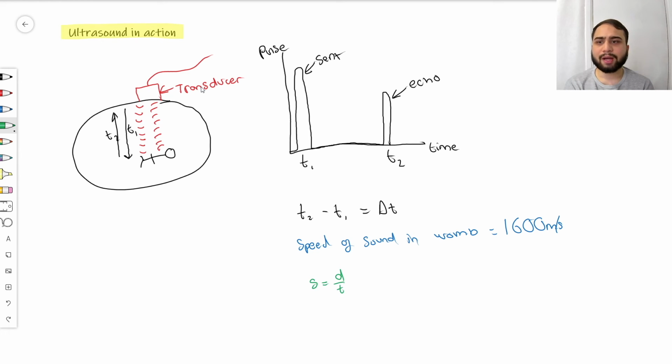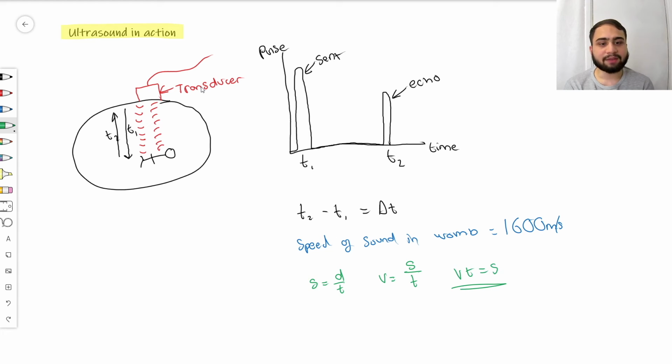But remember, we're working with velocity and displacements here, because we want direction, we want distance with a direction. So we do velocity is equal to displacement, which has an S, which is a bit confusing. Velocity equals displacement over time. Now let's rearrange this for displacement, which is Vt equals S.